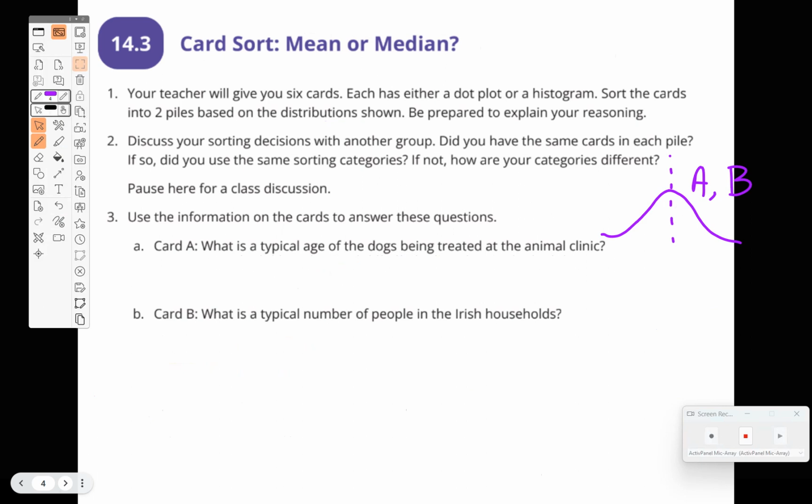What's the other one that kind of matches? It's a little more spread out, but kind of matches this curving line. Jace? C. A, B, and C. Even though C is more spread out, it's still somewhat symmetrical. Then we have D, E, and F.